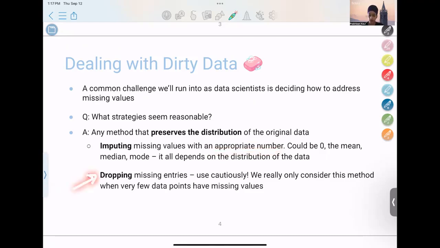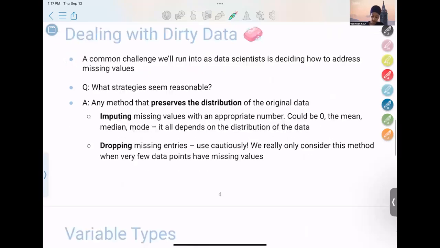Another option is to drop missing entries entirely, like we just drop all the students that don't have the grade listed. It could work and it might not work. And the main thing you want to be is cautious. You only really want to consider this if you don't have a lot of missing data. If you only have a couple of records where there's missing data, you could consider that. You want to really keep dropping stuff to a minimum.